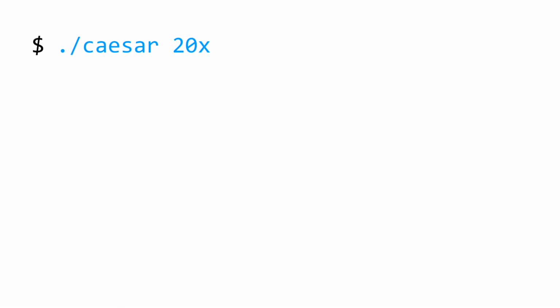If the user runs something like ./caesar 20x, where the command line argument is not entirely numeric, you should also display a usage message, reminding the user that they need to run ./caesar followed by a valid key. How do you check if the key is valid?